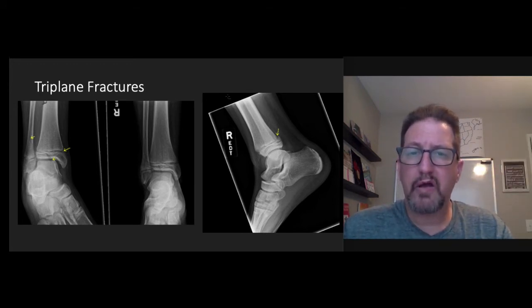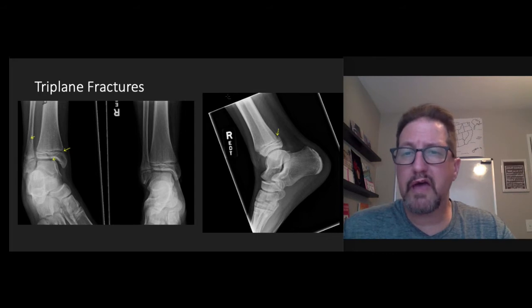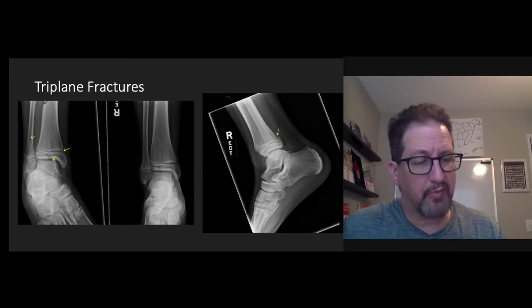And that part, if you look on the lateral, which is the most right side image, you can see that that is the Salter-Harris 2. So on a lateral, a triplane fracture looks like a Salter-Harris 2, and on an anterior-posterior view, the fracture looks like a Salter-Harris 3. So it's a combination of both of those.